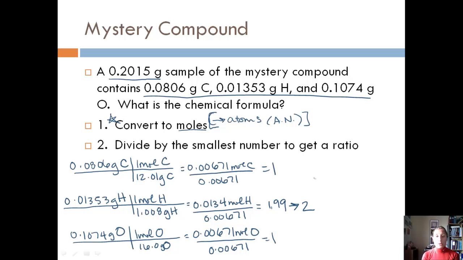So to write our empirical formula, we have C. We don't put the 1. Remember, if the subscript's a 1, we don't write it. H2O. And that is our empirical formula. That's the ratio of the number of moles or number of atoms of each element in the compound. So CH2O.